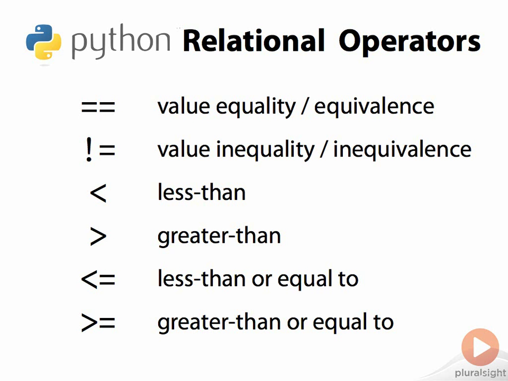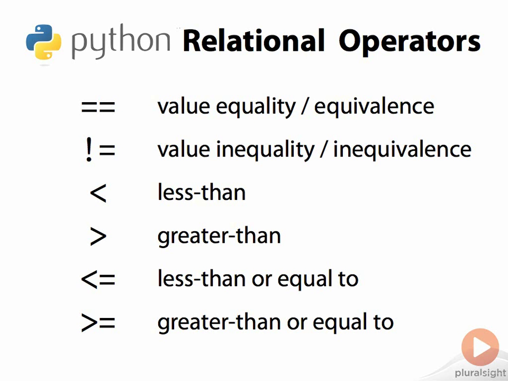Bool values are commonly produced by Python's relational operators, which can be used for comparing objects. The relational operators are sometimes called the comparison operators. These include value equality and inequality, less than, greater than, less than or equal to, and greater than or equal to.